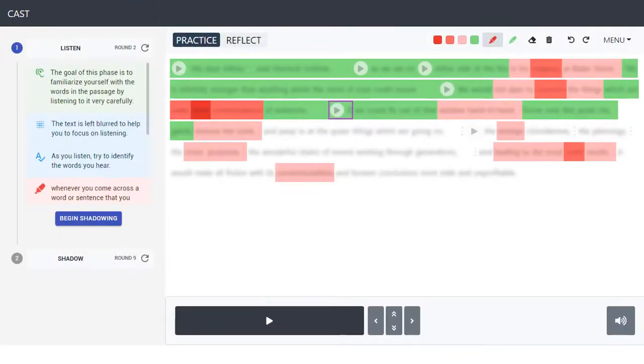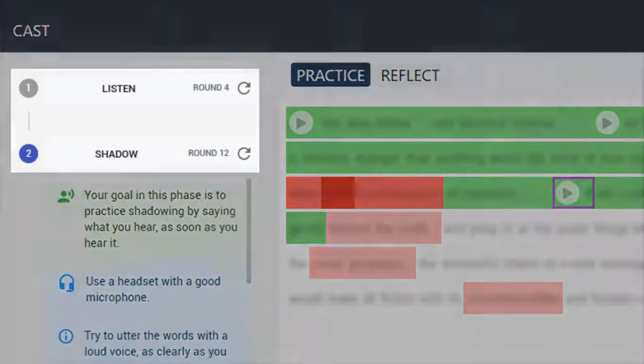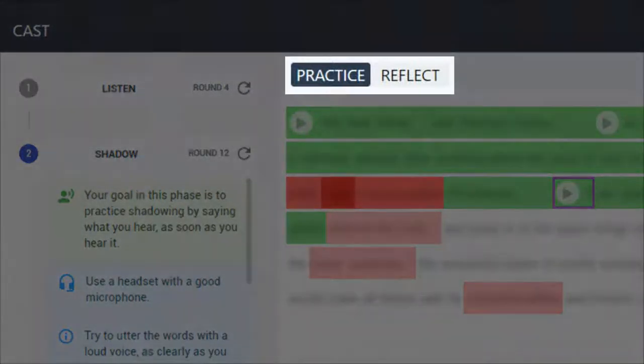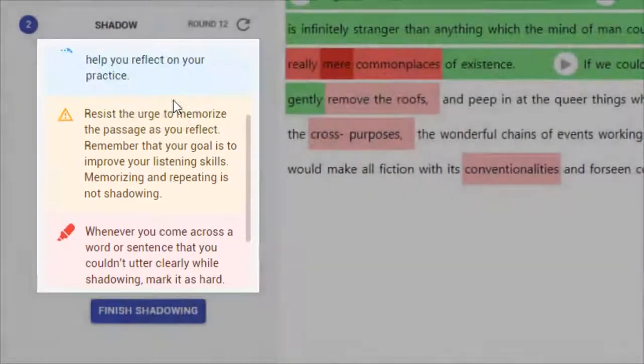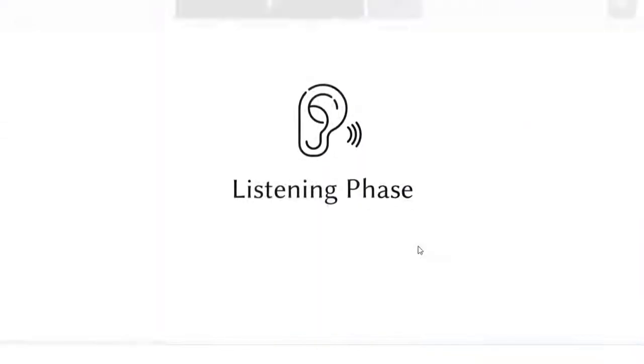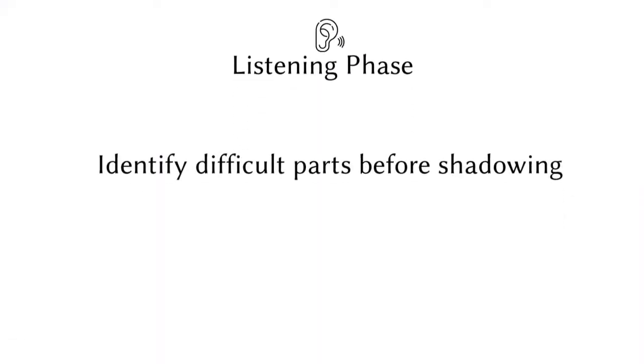CAST structures the self-regulated shadowing process around 2 phases and 2 modes, and offers helpful guidance on what to do for each phase-mode combination. During the listening phase, learners highlight parts that they find hard to understand as they familiarize themselves with the material before shadowing.